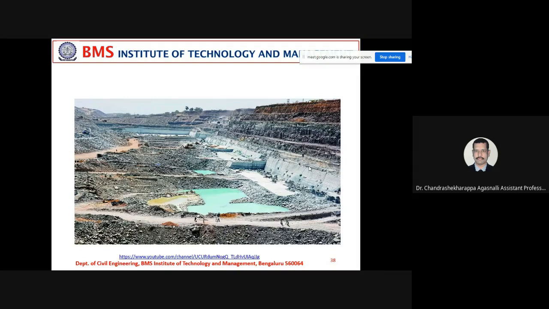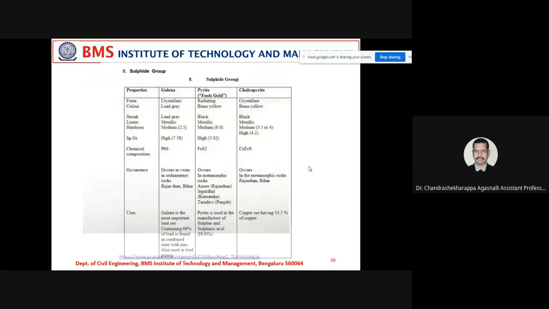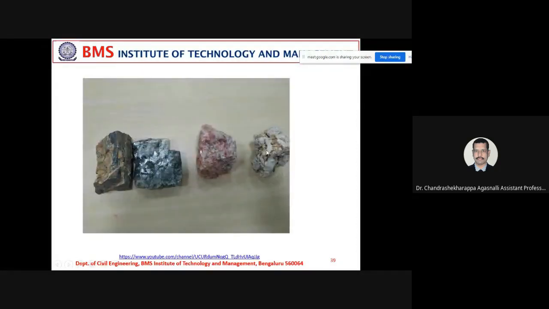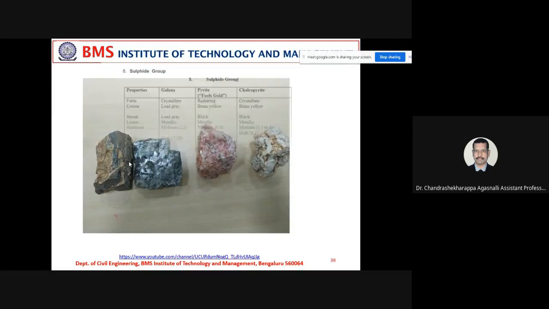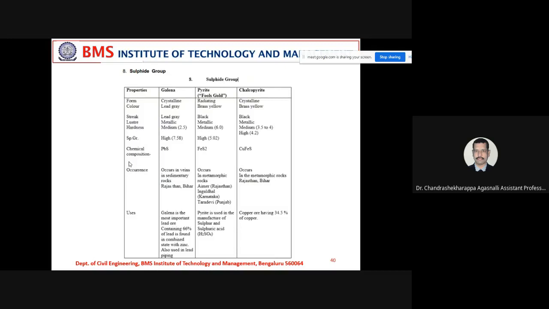It may not be exactly the same as this. Okay, right. And these are all the things. We use magnesite, calcite, and dolomite. Okay, and this is pyrite, galena, pyrite, and chalcopyrite. These are the sulfide group of minerals.